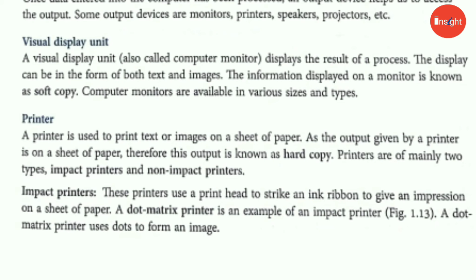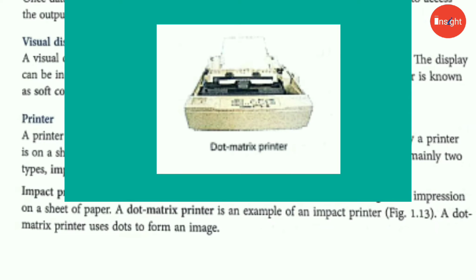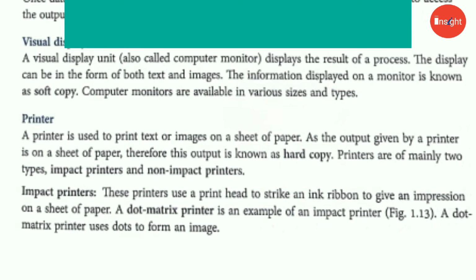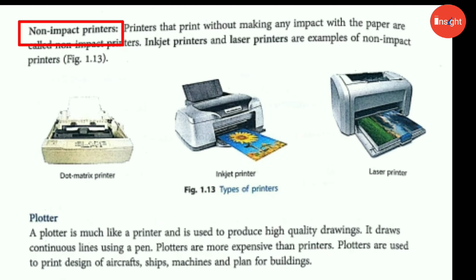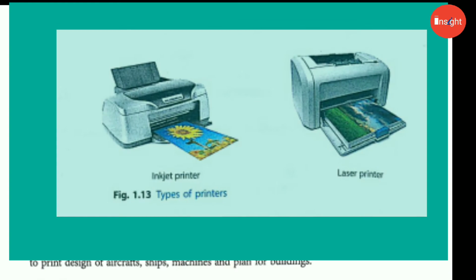Impact printers use a print head to strike an ink ribbon to give an impression on a sheet of paper. A dot matrix printer is an example of an impact printer. Non-impact printers: printers that print without making any impact on the paper are called non-impact printers. Inkjet printers and laserjet printers are examples of non-impact printers.